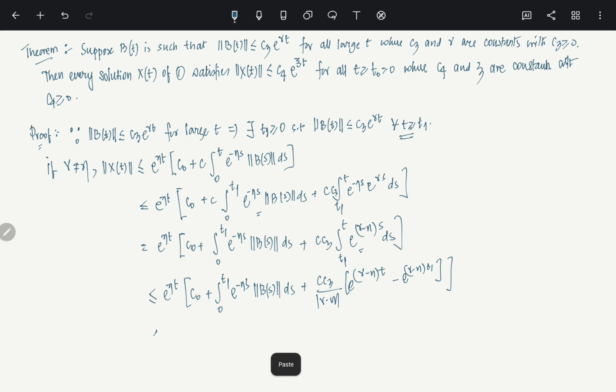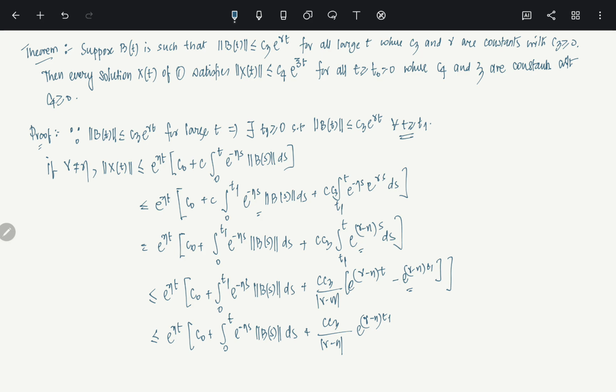Now this can again be dominated by e to the power gamma t times c naught plus 0 to t e to the power minus eta s norm of bs ds, right? Plus, here what I am going to do is write it like this: C c3 by gamma minus eta, e to the power gamma minus eta times t1. This term I am writing like this.